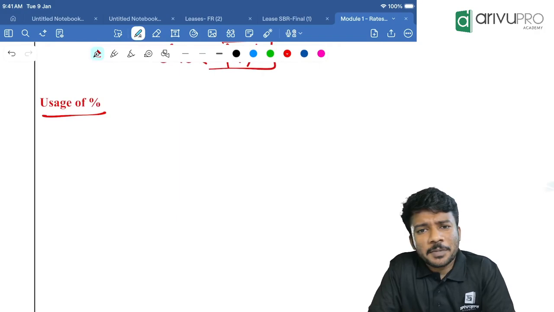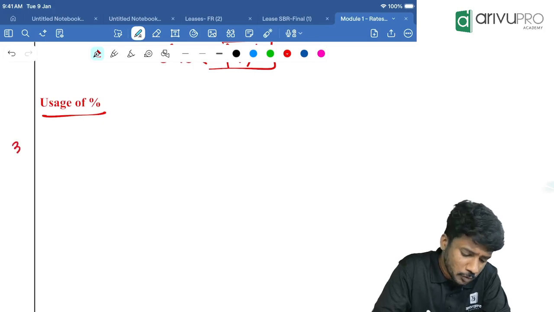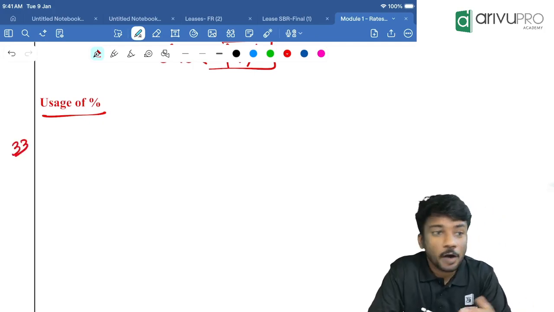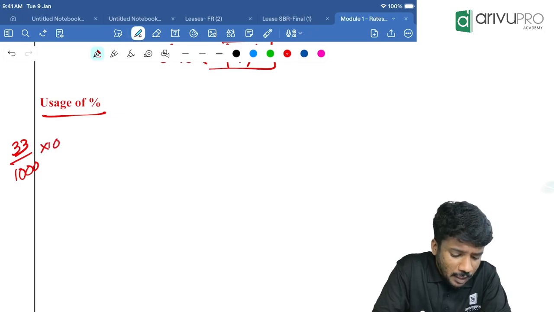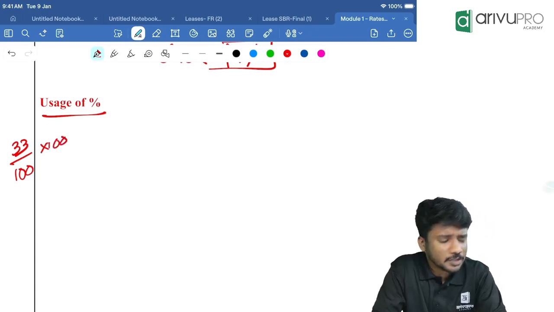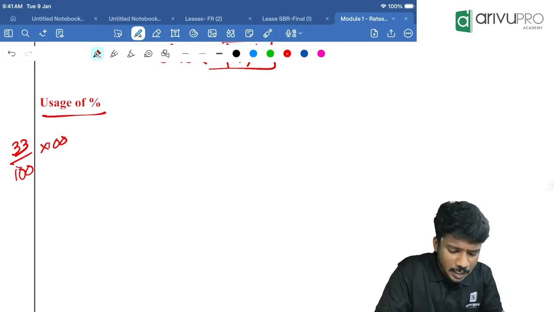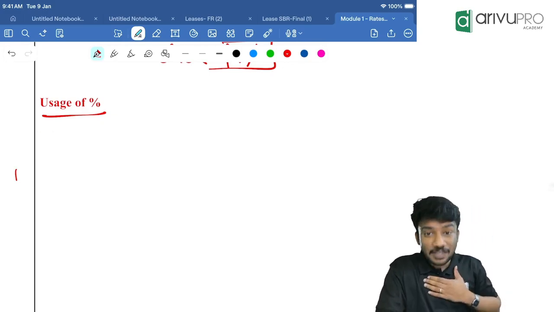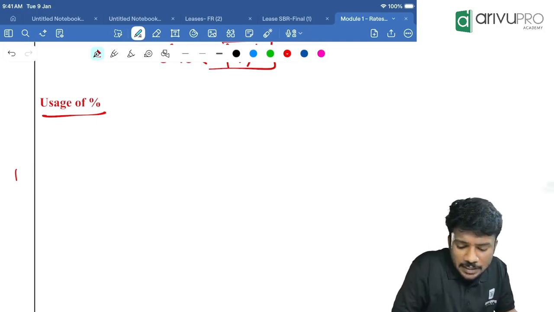Percentage means what? Basically, what do you mean by percentage? For example, I am asking you, you scored 33 marks out of 100. So how will you find the percentage? 33 divided by 100, then multiply it with 100. Why did you divide it by 100? The total, then we are finding it in percentage. So 33 of 100 is how much? The 33 percentage.